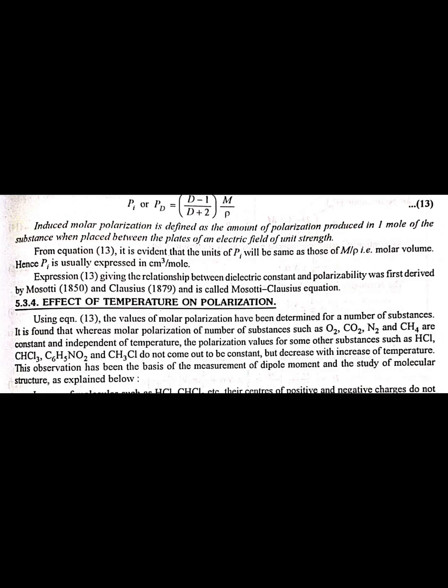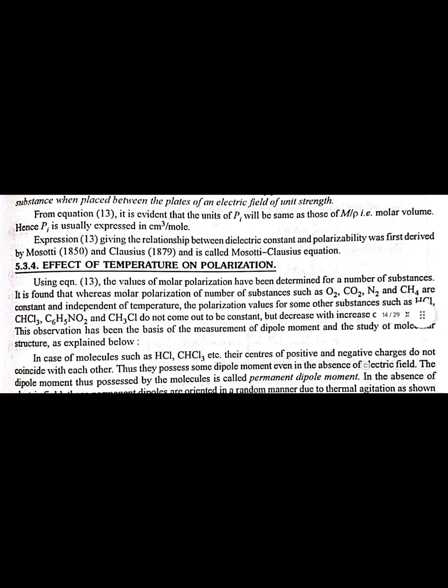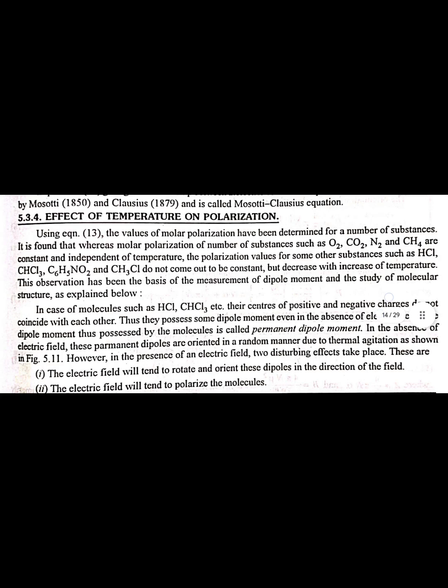Expression 13, giving the relationship between dielectric constant and polarizability, was first derived by Mossotti in 1850 and Clausius in 1879 and is called the Mossotti-Clausius equation.